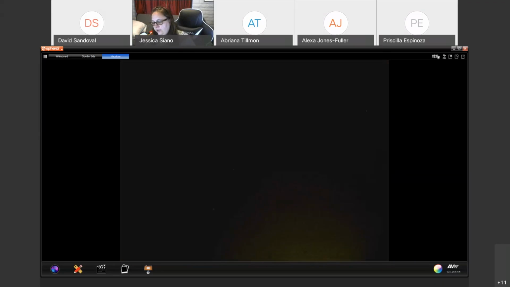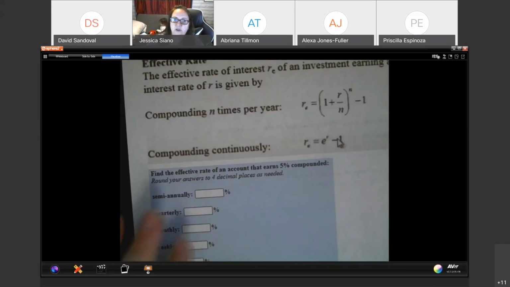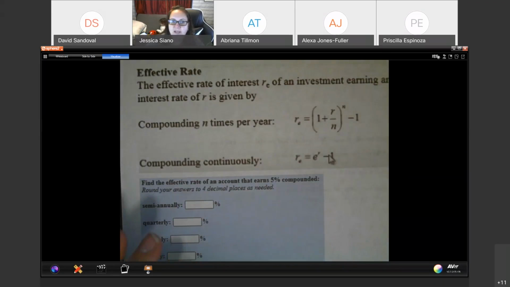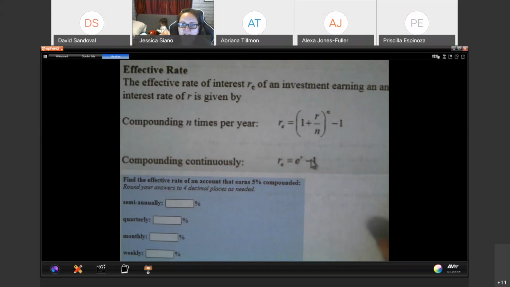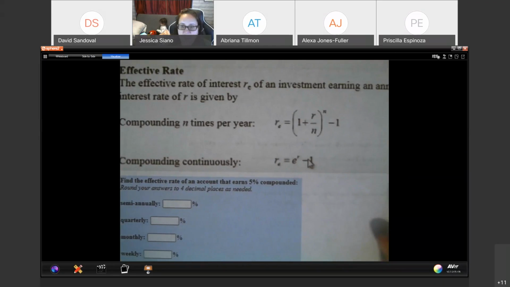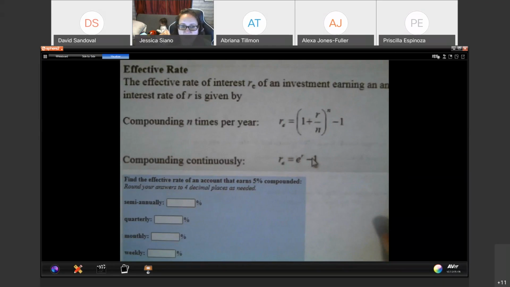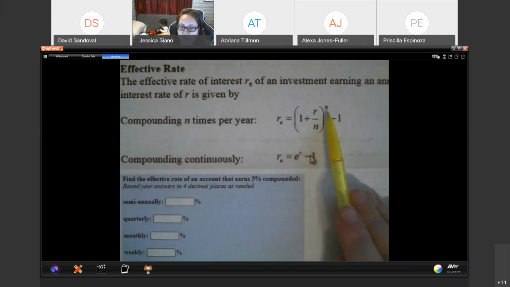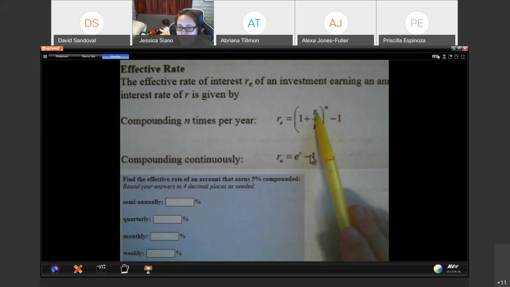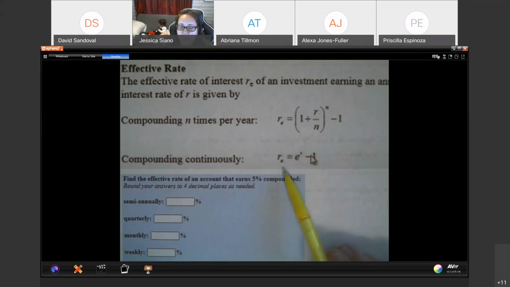One of the other things that Andy talked about in these notes is something called an effective rate. So the effective rate is the earning in a year, and it depends on the number of compound cycles in that year. So your effective rate is 1 plus r over n to the n minus 1, where r and n are exactly what we talked about before. That is rate and the number of compound cycles per year. And if you compound continuously, then your effective rate is e to the r minus 1.